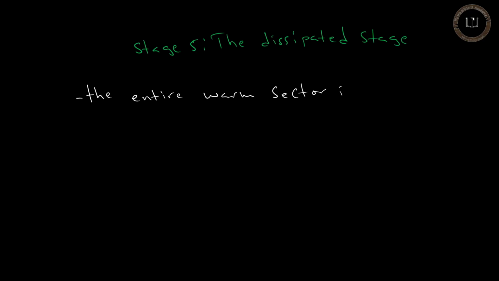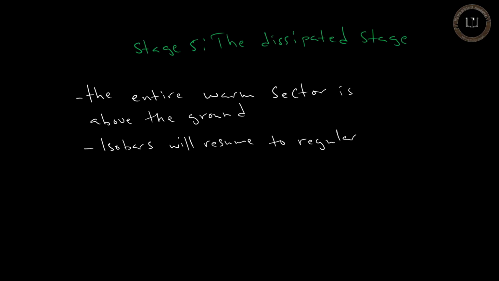The last stage of the cyclone is after the occlusion, when the cold front has caught up with the warm front, pushing the warm air upwards. So in this stage, the entire warm sector is above the ground, and there is no warm air on the ground. Isobars resume regular patterns. This is because the mid-latitude cyclone is no longer present. There will be light gusts of air on the ground.